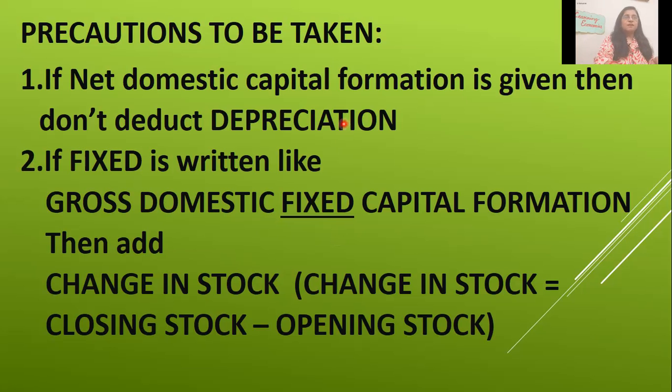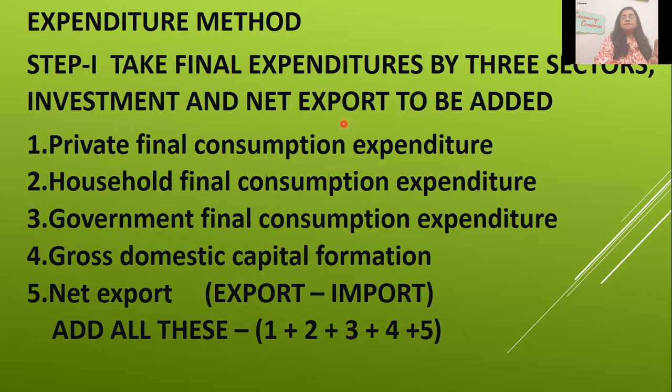I will recapitulate these things once again. See, for the expenditure method, you have to add these things. Private final consumption expenditure, it is just like expenditure of the consumer sector, household final consumption expenditure. Government final consumption expenditure, it is the government's expenditure. Gross domestic capital formation, it is total investment made during an accounting year within the domestic territory, and net export. That means export minus import.